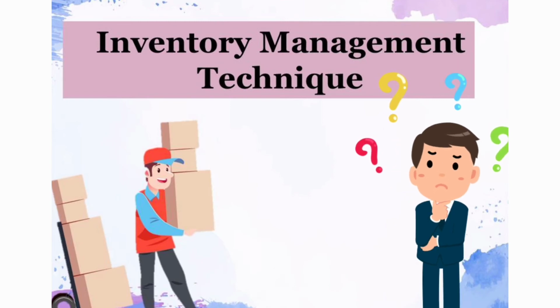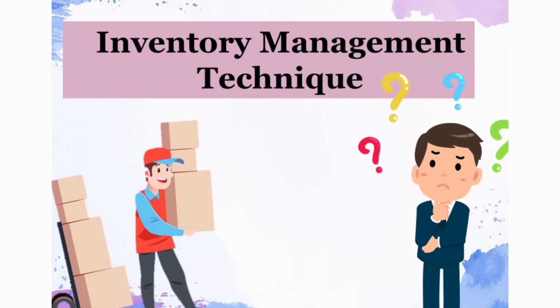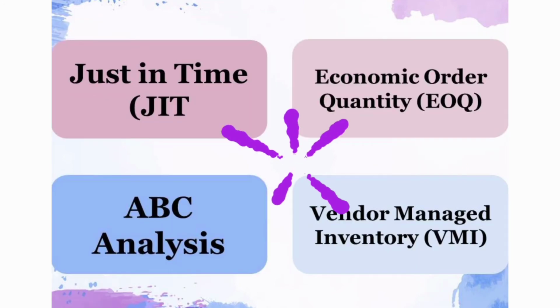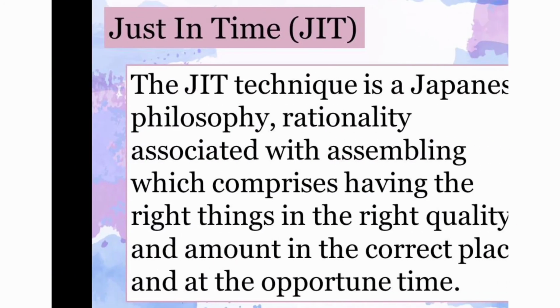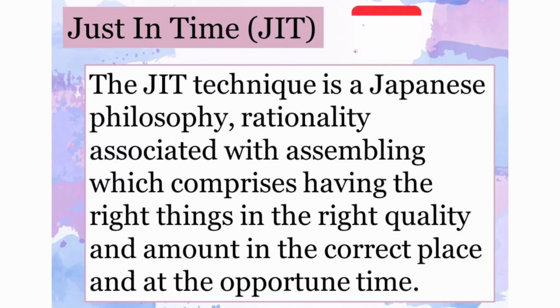After I explained in the first section the inventory management concept, now in this section we will review the literature of the techniques used in inventory management. There are four techniques that are commonly used by companies or organizations. The first technique is just in time, or we call JIT. It's a Japanese philosophy rationally associated with assembling, which comprises having the right thing in the right quality and amount in the correct place and at the opportune time.